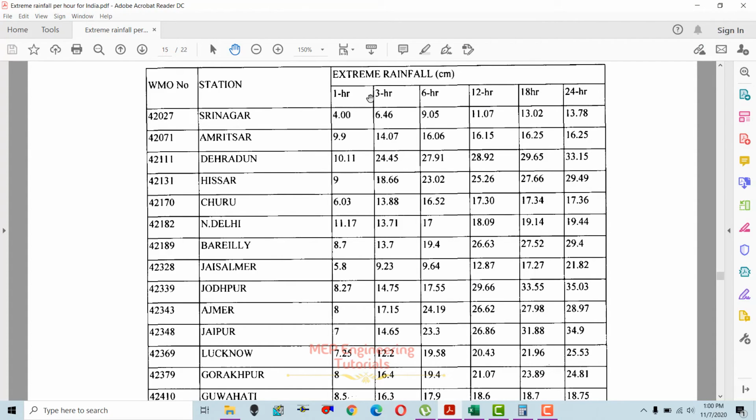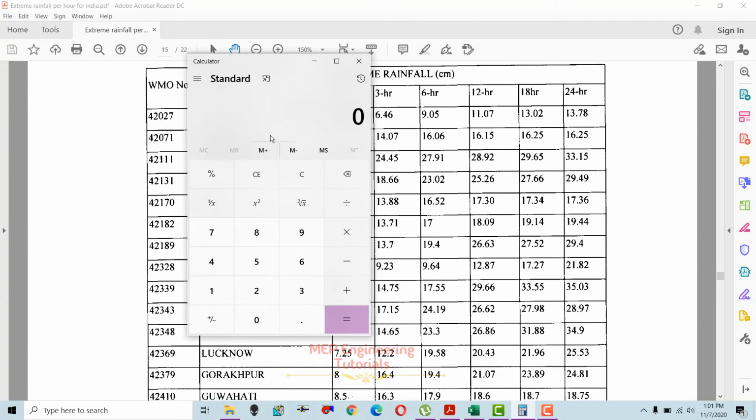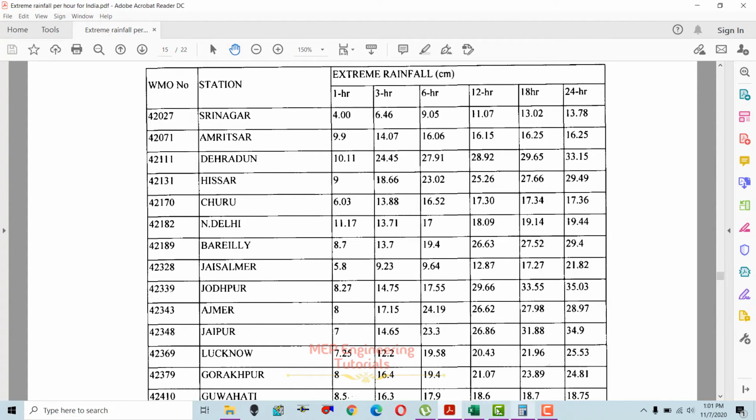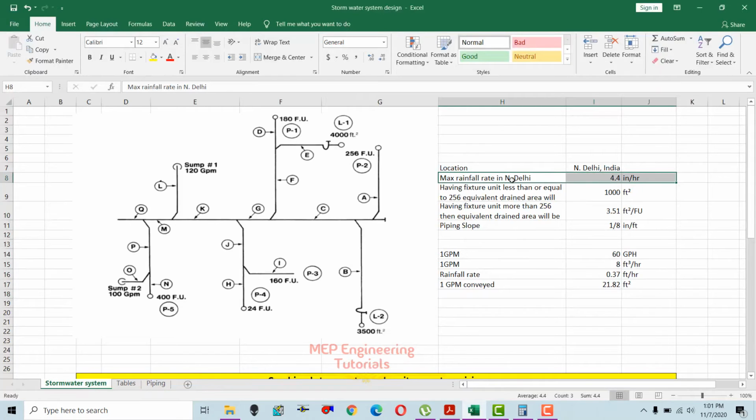You can see the rainfall per hour: this is for 1 hour, this is for 3 hours, this is for 6, and this is for 24 hours. Since I'm talking about New Delhi, the per hour rainfall rate in centimeter is given here. As you can see, the rainfall is 11.17 centimeter per hour. If I want to convert this into inches, how much will it be? 11.17 divided by 2.54, that means 4.39 or 4.4 inches per hour. So that's how I write here 4.4 inches per hour for New Delhi. Almost 72 cities' data is in there, you can choose the cities.